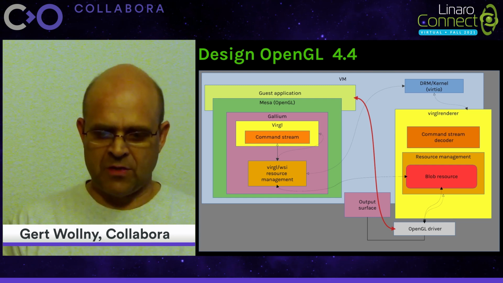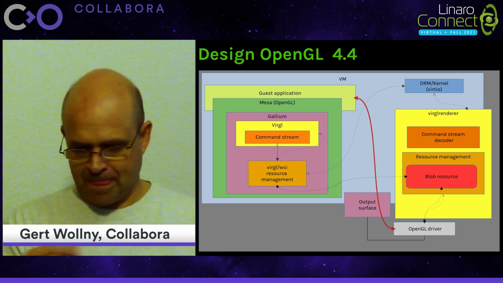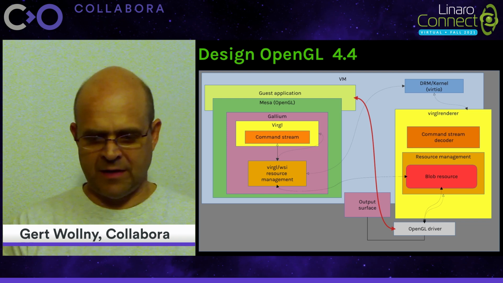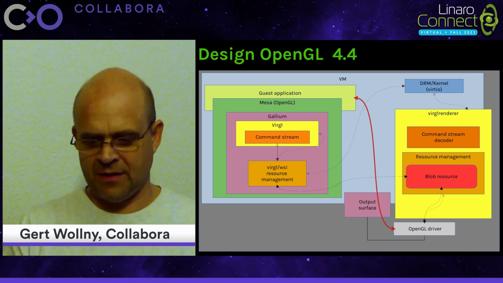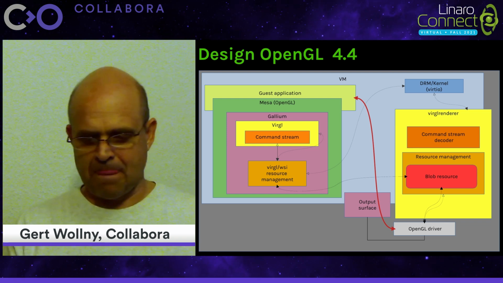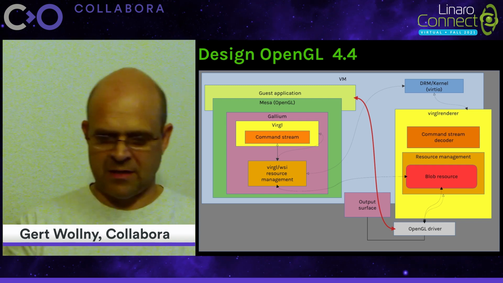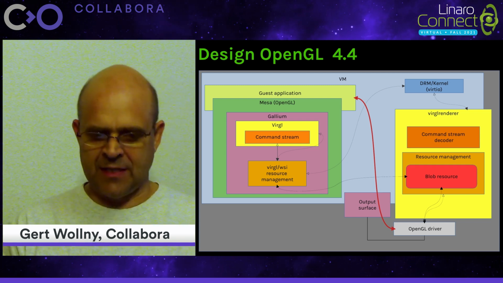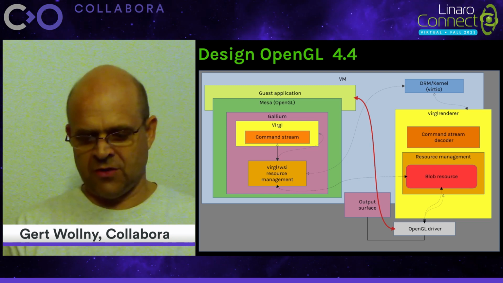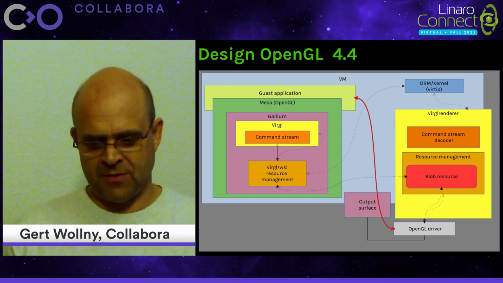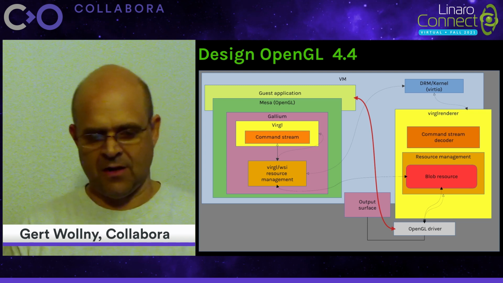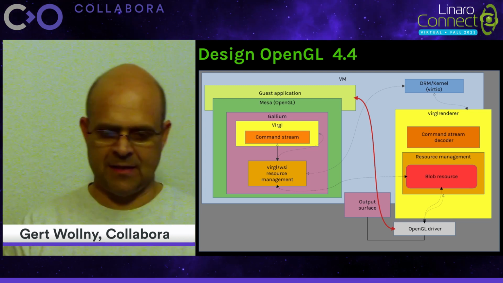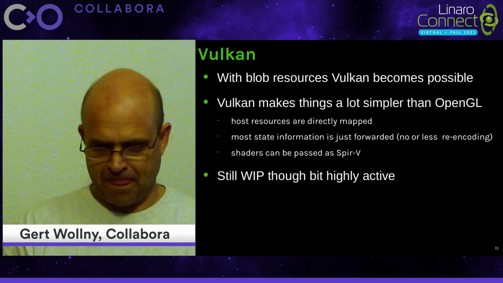Now, if you look at OpenGL 4.4, in the diagram we had before, there is this blob resource that is newly introduced, which is managed on the host and referenced also by the guest. And you see this red arrow from the guest application to the OpenGL driver, which means copying between host memory and guest, host GPU memory and guest is possible.